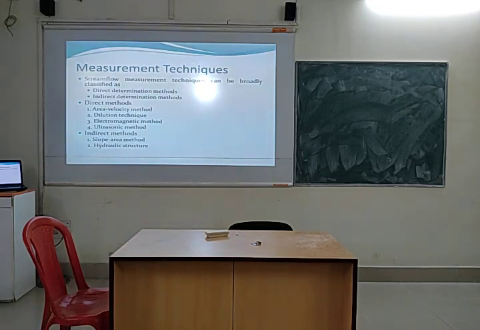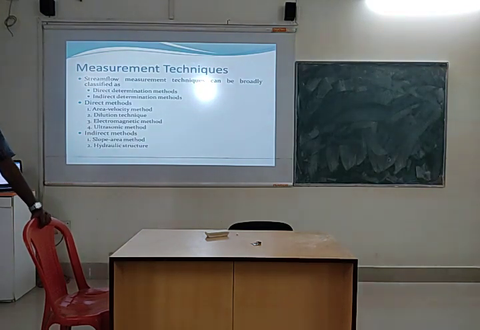So what are the techniques available to us? The techniques are direct determination method and indirect determination method. We can find it out directly or we can find it out indirectly. In the direct method, we have the area velocity method, dilution technique, electromagnetic method, and ultrasonic method. And in the indirect method, the slope area method and the hydraulic structure method. We will obviously see those methods in detail in future classes, but those are the techniques available to us.